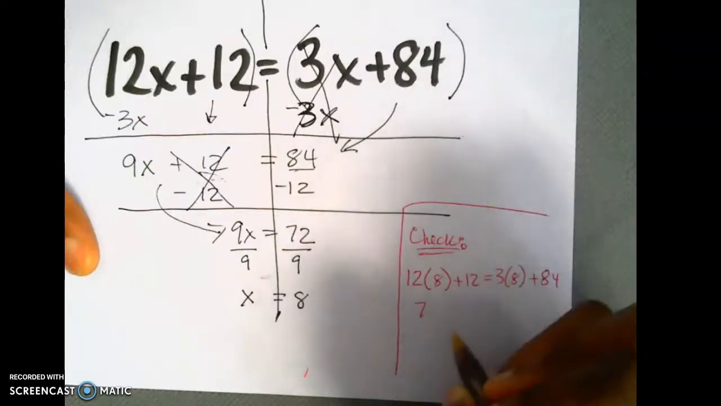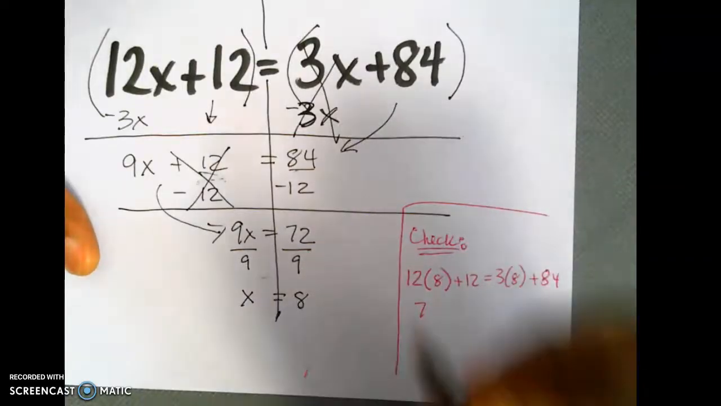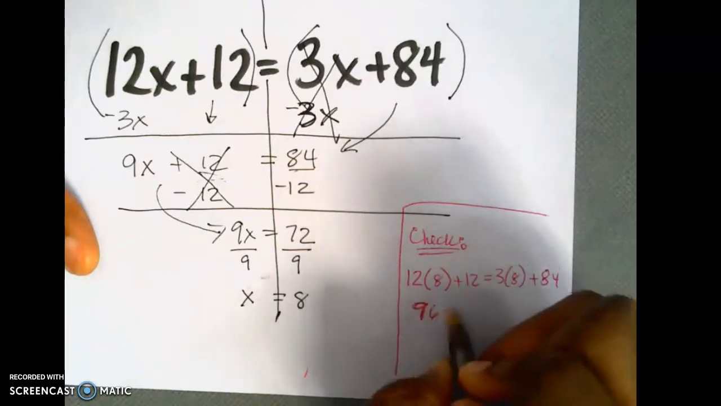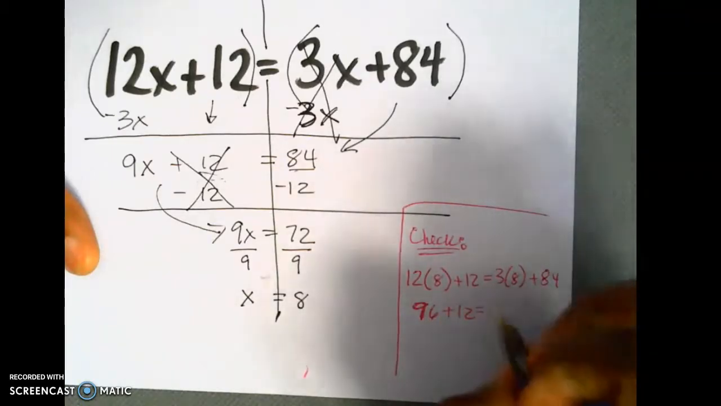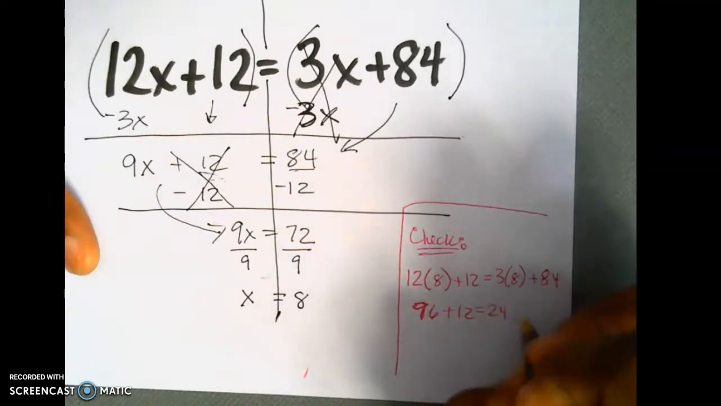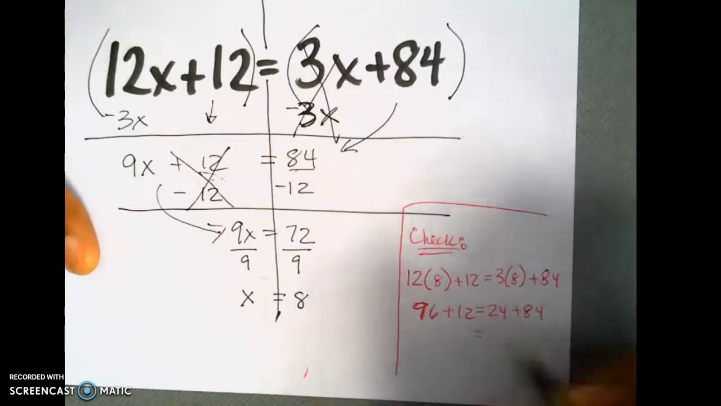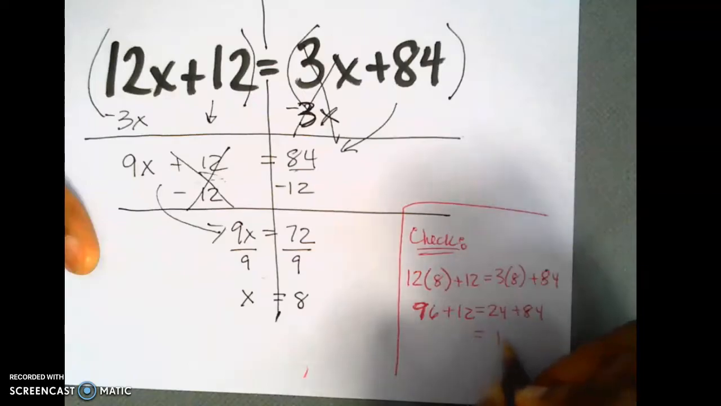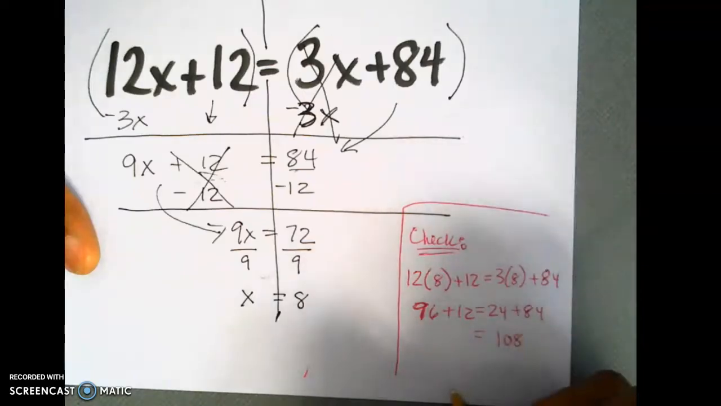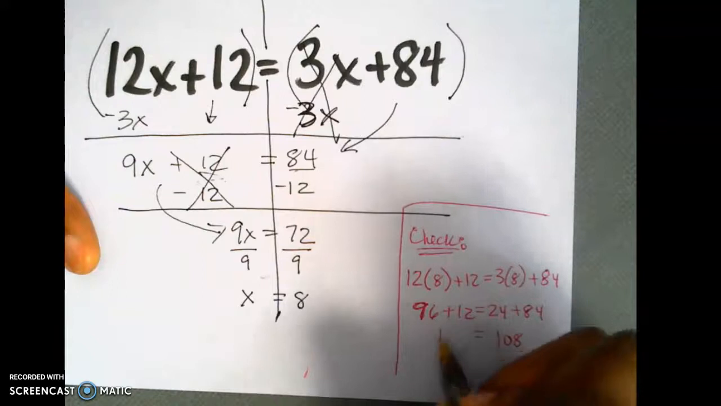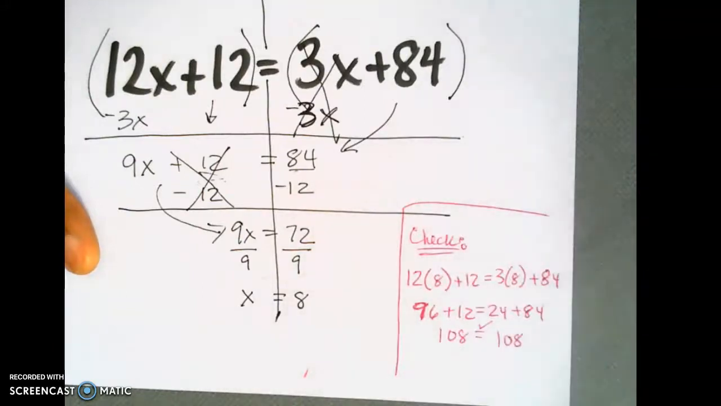That is going to be, if I pull up my calculator, 96 plus 12 is equal to 24 plus 84. Okay. So in this case, that's going to give me 108. 96 plus 12 is also going to give me 108. So therefore, that statement is true, and I have a correct answer.